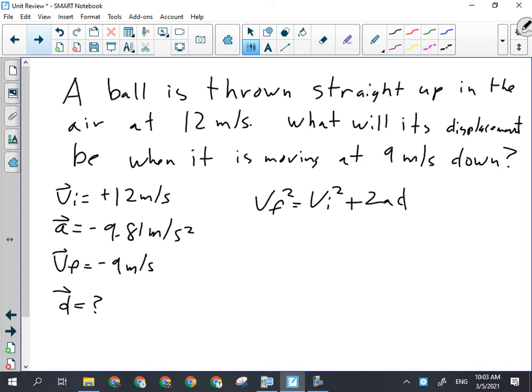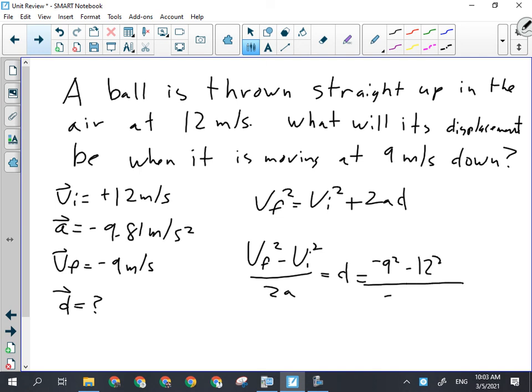So looking for D, I'm going to subtract VI squared over to the other side. So I'll have VF squared minus VI squared, and then I'll divide both sides by 2A, and that'll leave me with D. When we plug in our numbers, that's going to be negative 9 squared minus 12 squared, divided by negative 9.81 times 2.